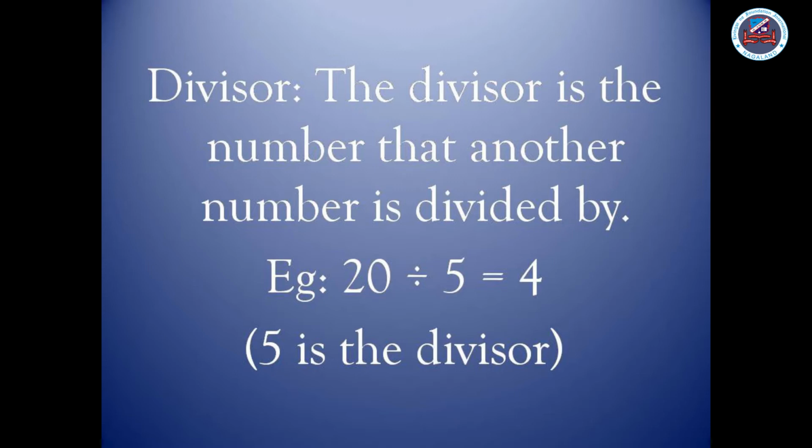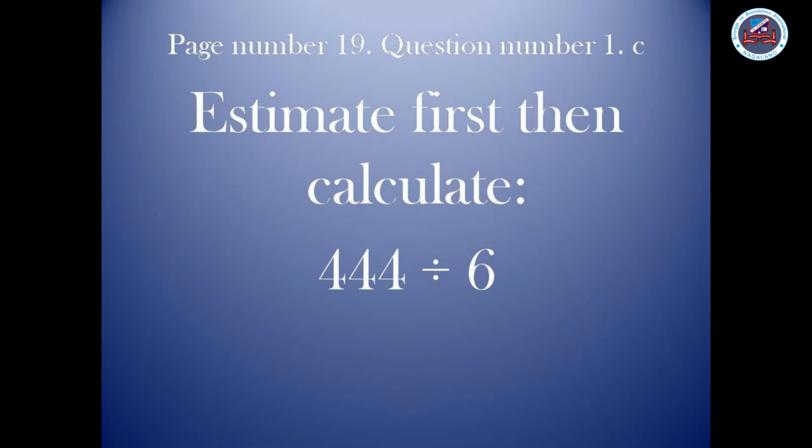The divisor is the number that another number is divided by. Example, 20 divided by 5 equals 4. Here we say that 5 is the divisor because it is dividing 20 and the answer is 4. Estimate first, then calculate 444 divided by 6.